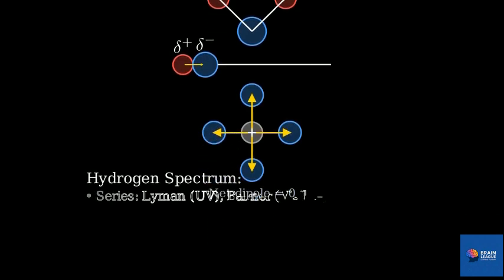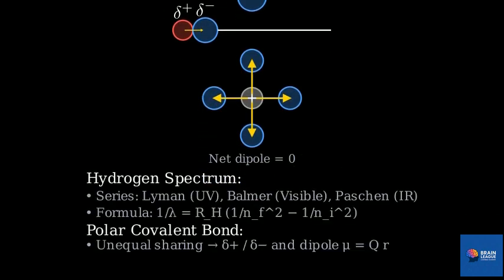Summary: in the hydrogen spectrum, spectral lines arise from electron transitions between quantized levels and are grouped into series like Lyman, Balmer, and Paschen, described by the Rydberg formula. In bonding, unequal sharing of electrons produces polar covalent bonds with partial charges and a dipole moment. Keep practicing numericals to master both topics.